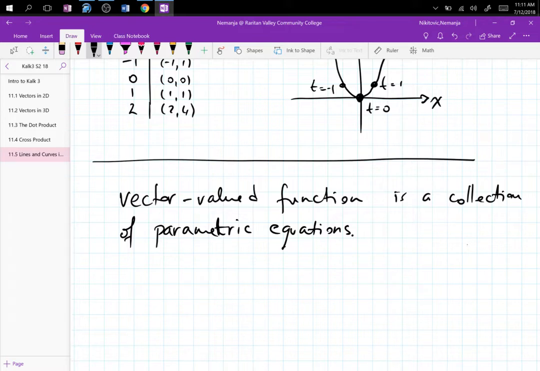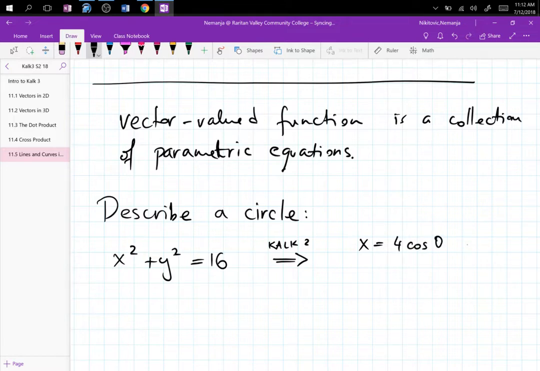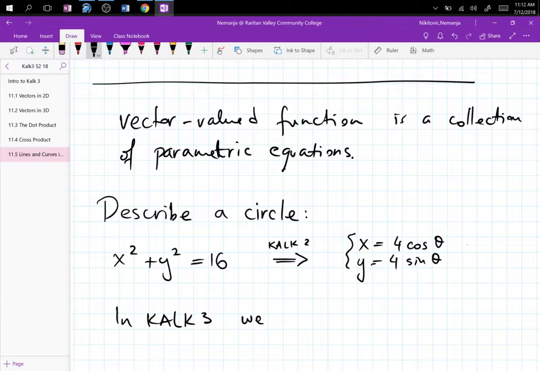So now, what do I have? Well, if I want to describe a circle using a vector-valued function, I know from Calculus 2 that x squared plus y squared, let's say, equals 16, a circle of radius 4. I know from Calc 2 that the parametric set of equations is 4 cosine theta and 4 sine theta. That's the parametric set. Now, in Calc 3, we write r of t is equal to 4 cosine t, 4 sine t.